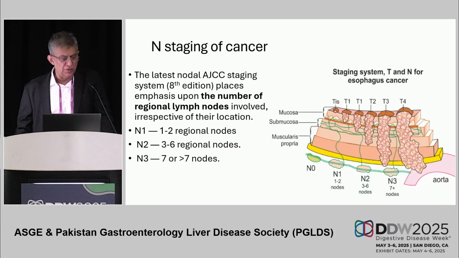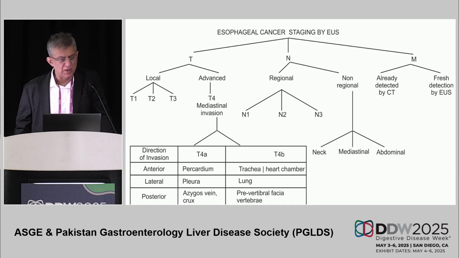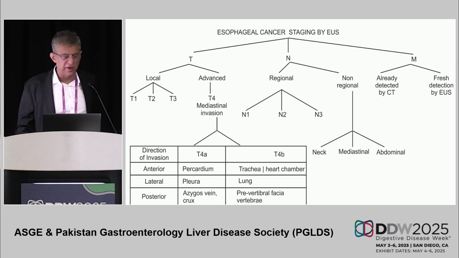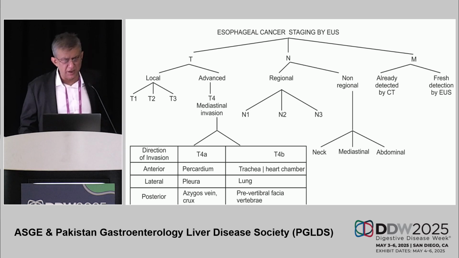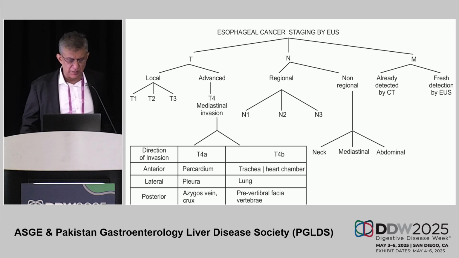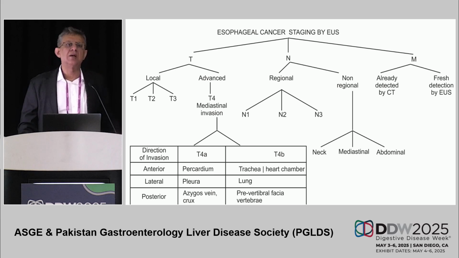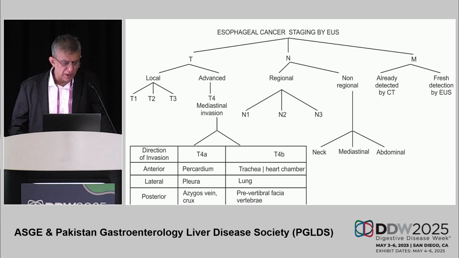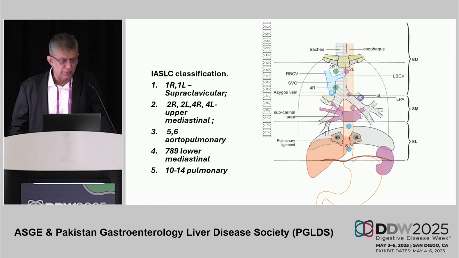The N staging of cancer, as in the classification, is 1 to 2 nodes, 3 to 6 nodes, and 7 or more nodes. This is the way you classify. And in esophageal cancer, as I said, T, N, and M staging has to be done. People usually do not work so hard on T and M staging of esophageal cancer, but I believe it is worth it, because as a gastroenterologist and as a sonographer, endoscopic ultrasound is a must for every esophageal cancer tumor.